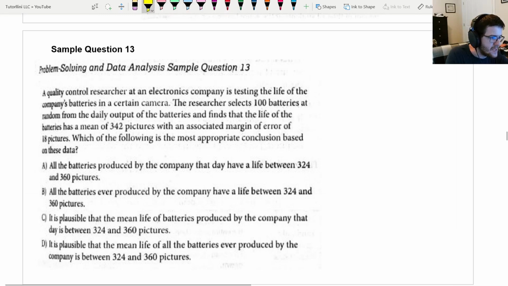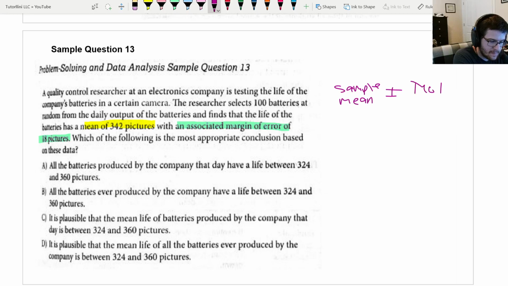Okay, so it has a mean of 342 pictures with an associated margin of error of 18 pictures. I actually went over this in my Ottocento video on margin of error and confidence interval. The confidence interval is the point estimate, in this case our sample mean, plus or minus the margin of error. So we're going to do 342 plus or minus 18.